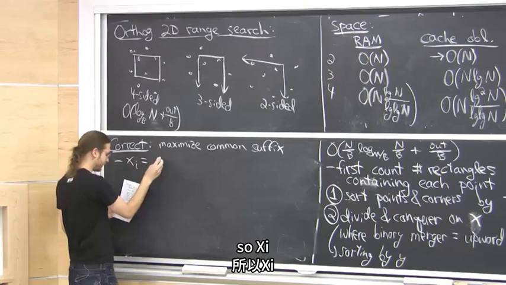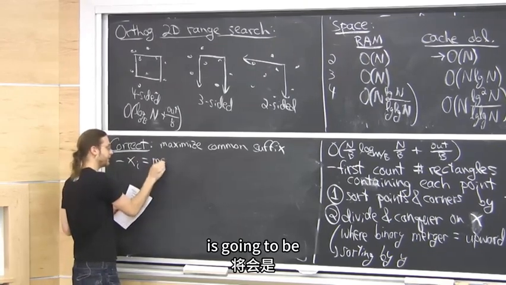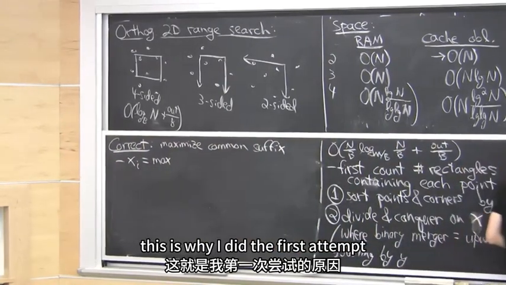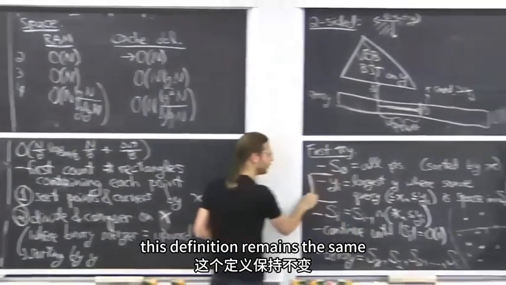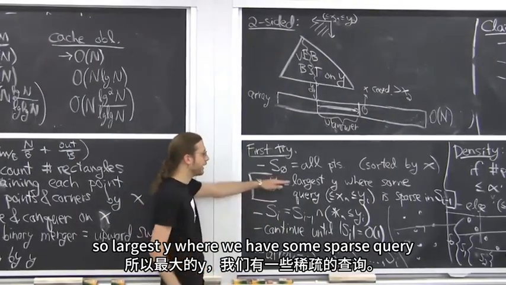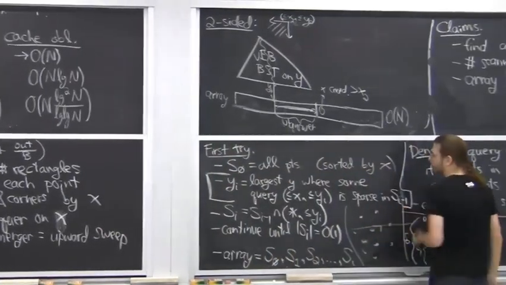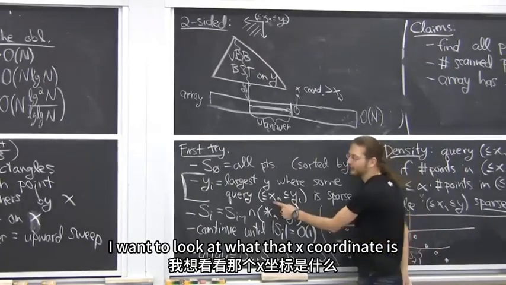So xi is going to be, so we had a yi. That's going to be the same as before. This is why I did the first attempt. This definition remains the same. So largest y, where we have some sparse query in si minus 1. Okay? I want to look at what that x coordinate is.